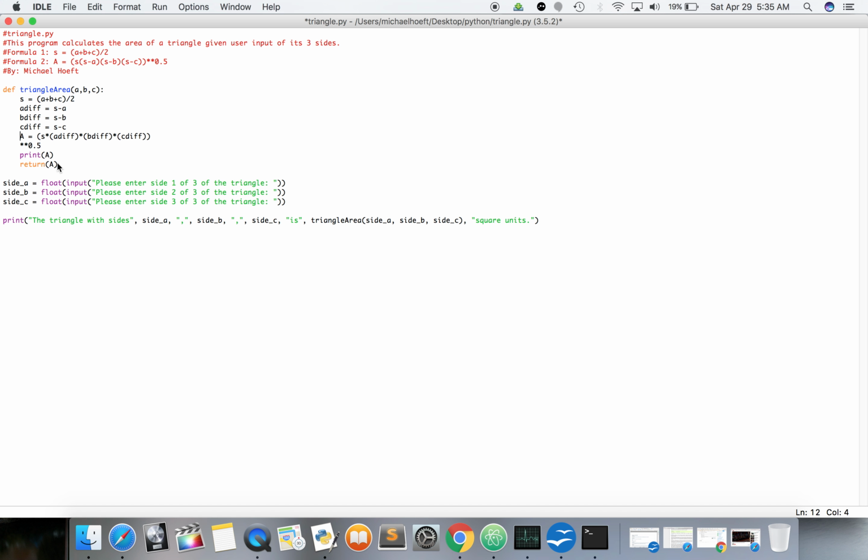So A, so square root of A. So A squared equals S times A diff. So then let's put this in parentheses. It doesn't matter what order we're in on these, but I just want it to be very readable, right? And then A equals A squared, and then take the square root of that. Looking up here, that's what it is.